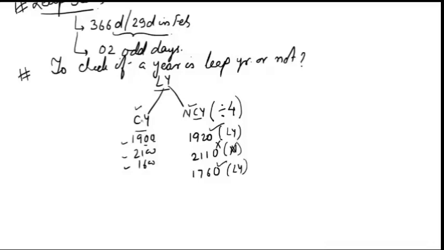If the year is a century year, then you should divide it by 400. Is this year divisible by 400? No. So this is not a leap year. Is this one divisible by 400? No. So this is again not a leap year. Is this one divisible by 400? Yes. So we say this is a leap year.